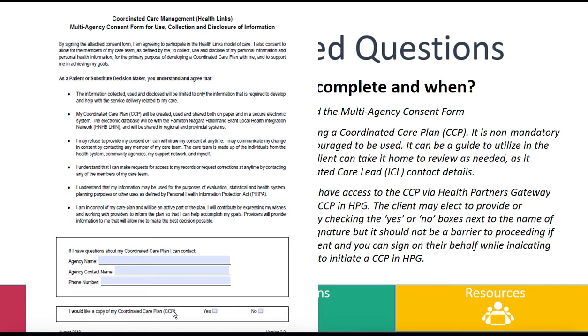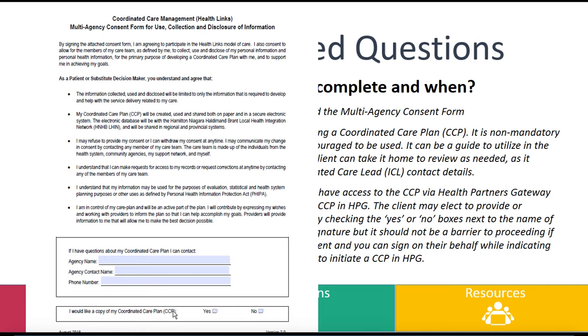There are some clients that don't request a copy of the coordinated care plan. However, we really do encourage you to review the benefits with your client about having a copy of their personal care plan. Some of these benefits that you may want to explain include that it contains valuable health and medical information that they can refer back to as needed and at any point in time. It really tells their story so that they don't have to retell it over and over again. That's where the reduction of duplication comes in.